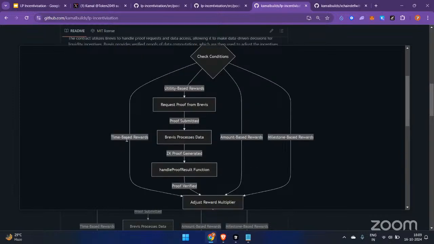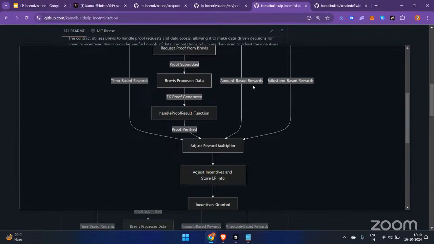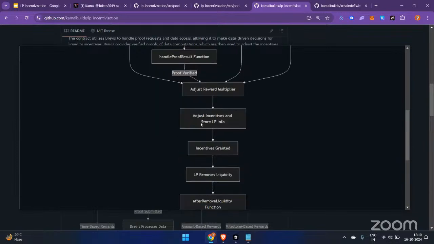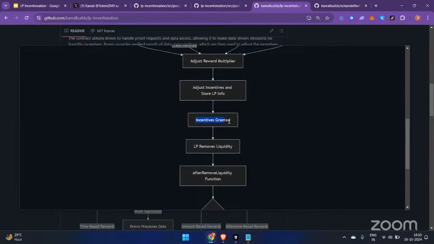And the other reward systems are time based. So time based are calculated using block.timestamp, amount based rewards, and milestone based rewards. Together, all these reward systems have a function which adjusts the reward multiplier, adjusts the incentives, and stores the LP information. So after that, when it is done checking, it grants the incentives.